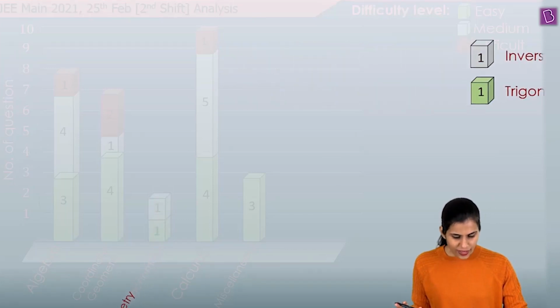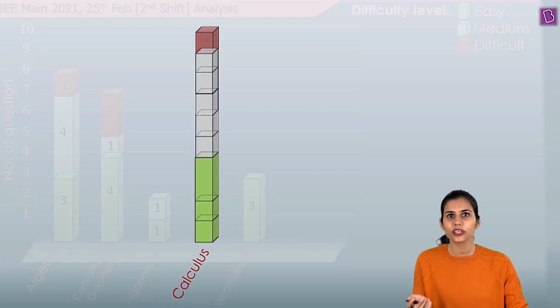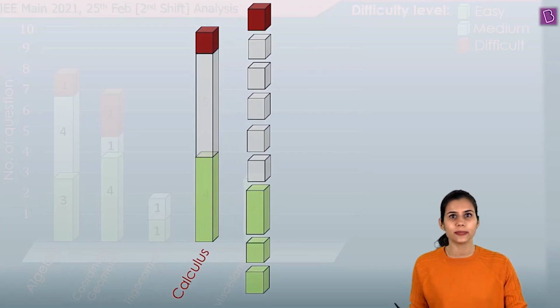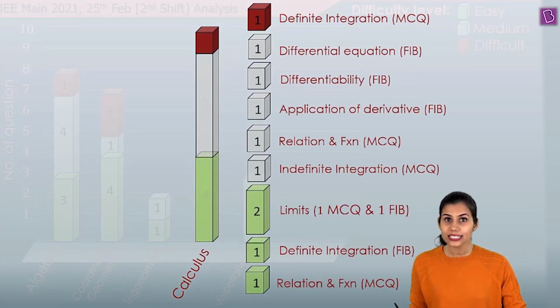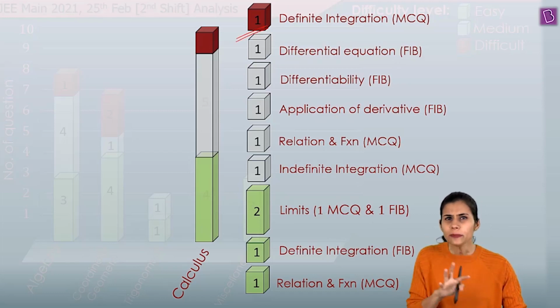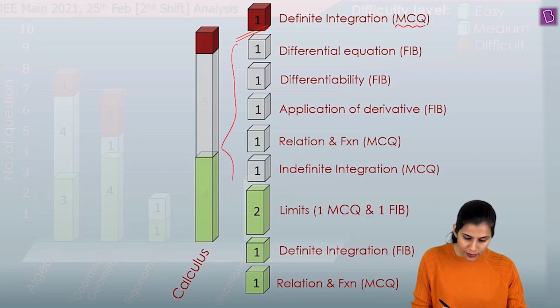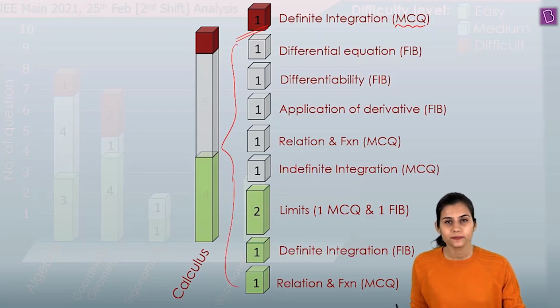Okay, let's move ahead and talk about one of the biggest units, because calculus and algebra, you know, are the fattest units when it comes to the syllabus they contain and the number of concepts they possess. So if I talk about calculus, this was the distribution of the questions across the chapters. Exactly one question was very burdensome to crack, and that was from definite integration, right? Whereas all the remaining questions belong to the easier to medium level. Okay, that was the good news.